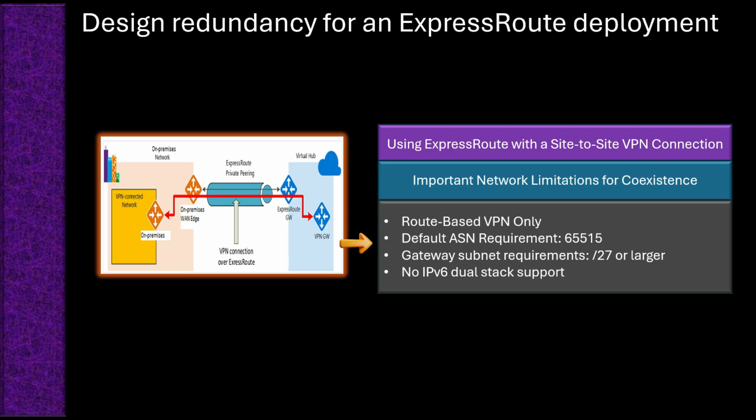When you work with such type of setup, there are a few important network limitations for coexistence that you must know, such as only a route-based VPN gateway can work in this setup. You must keep the Azure VPN gateway ASN set to 65515. This is essential for BGP routing to work properly with both ExpressRoute and the VPN. The gateway subnet must be /27 or larger to avoid configuration errors. These coexistence setups won't work if you are using an IPv6 dual stack configuration on ExpressRoute.